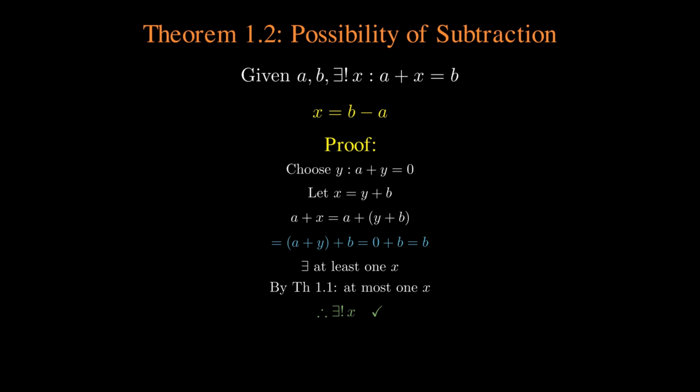But by theorem 1.1, the cancellation law, there is at most one such x. Therefore, there is exactly one. This proves that subtraction is always possible and unique.